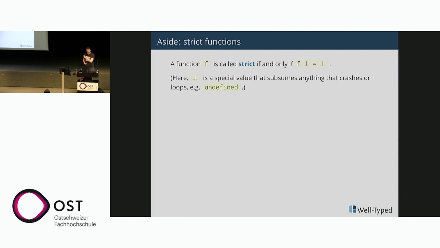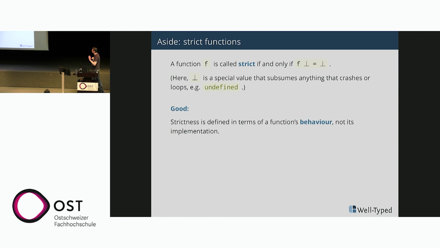Not necessarily the same thing. Right? A function is still called strict if you apply it to something that loops, if it then crashes. A function is also called strict if you apply it to something that crashes in one way and it then crashes in another way. That's the theoretical definition. This is how it's defined. So why is this a good definition, right?